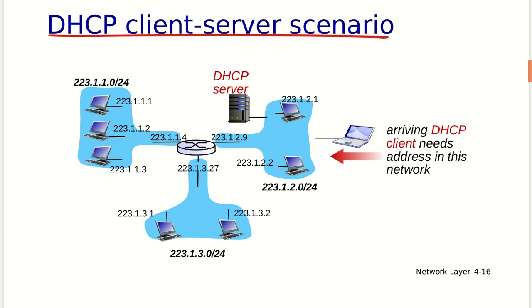So once again, how many pieces of information are we giving to the incoming client? First of all, we are giving it an IP address through a 4-step process. Secondly, we are giving it the address of the default gateway or the first hop router, which is 223.1.2.9. Thirdly, we are giving it the name of the DNS server and its IP address. Whenever you want to connect to it, you can use this DNS server. And then finally, the subnet mask that we are using on this network, which for this network was /24.